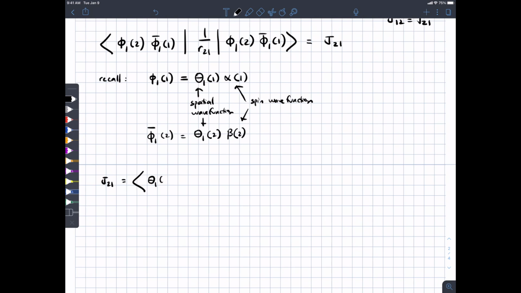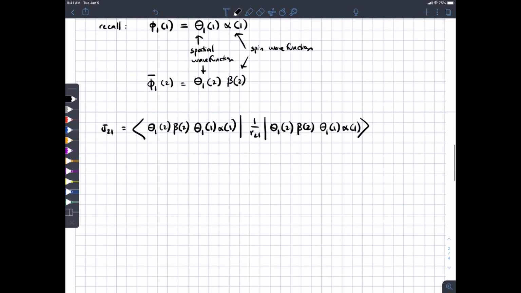So theta 1 with electron 2 in it and beta spin times theta 1 with electron 1 in it times alpha spin, 1 over the distance between electrons 2 and 1. And then on the other side, we've got theta 1 with electron 2 in it with beta spin, and then theta 1 with electron 1 in it, but with alpha spin. Now remember, because the operator doesn't operate on spin, we can factor those spin terms out.